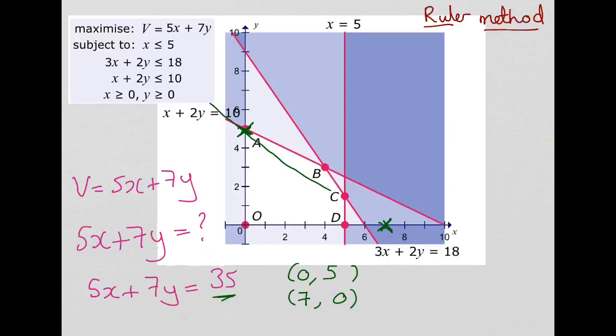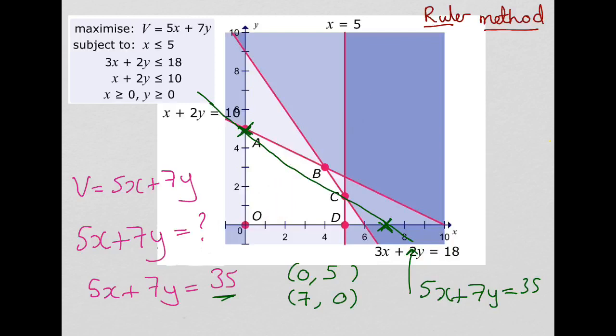I spent ages trying to figure out how to draw a line on here that is straight, and I can't do it. So, that's one line. That's my objective function when it's equal to 35. And I am going to roughly label that. If you chose a different number, you'd have a different line, but they would all be parallel to each other. So you might have one down here, you might have one up here.